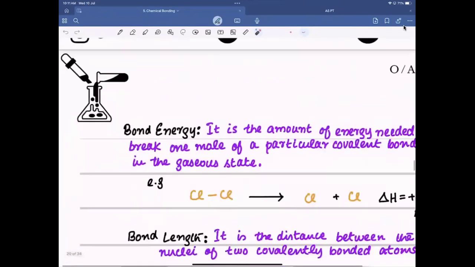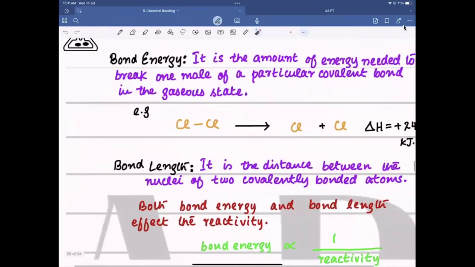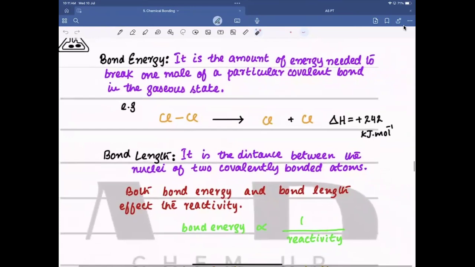Okay. Now, next we have bond energy. So, what is bond energy? It is the amount of energy which is required to break 1 mole of a specific bond, and more importantly, one mole of a specific covalent bond in the gaseous state, because bond energy refers to covalent bonds, not the ionic bonds or the metallic bonds. Okay.